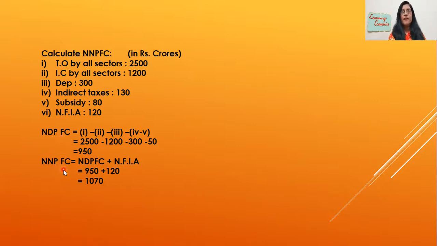So for finding NNPFC, what do we do? We just add net factor income from abroad. And how do we add it? Like in NDPFC, we have taken 950 and NFIA is given 120. We have added, and now we have got national income. So this is domestic income and this is national income. So students, I hope that you have understood this.